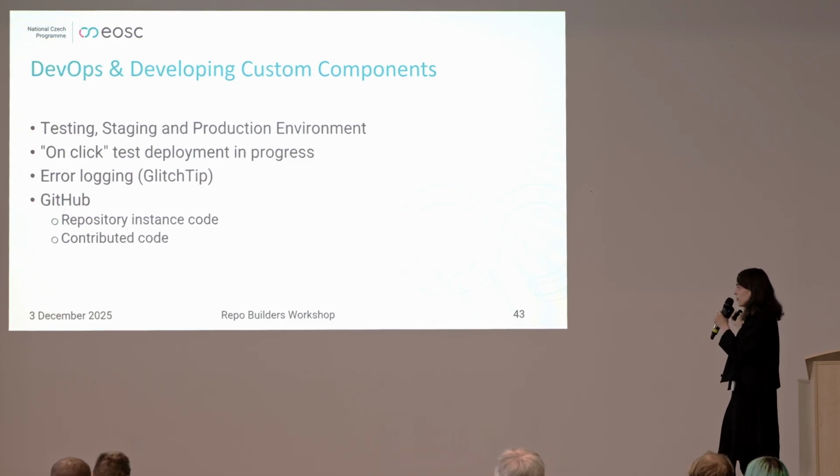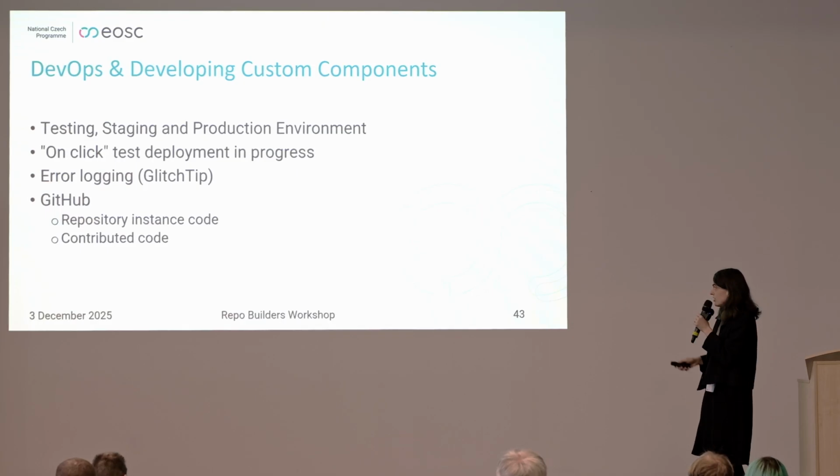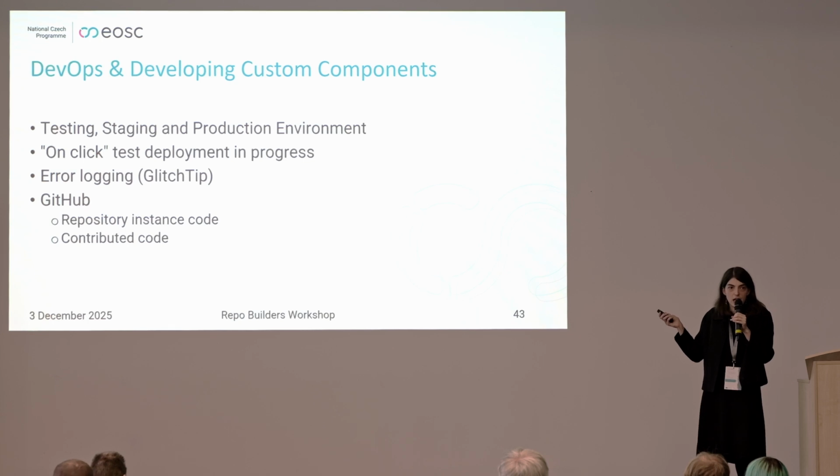And they're also going to provide error logging so that you can see the errors that it is throwing in the GlitchTip environment. All of the code of all the instances of CESNET Invenio are publicly available on GitHub. It's only the more sensitive things that really interact with the CESNET environment that are private in the CESNET GitLab instance.